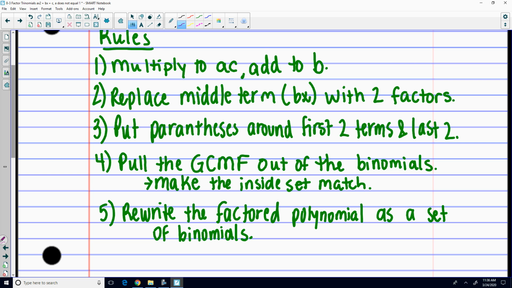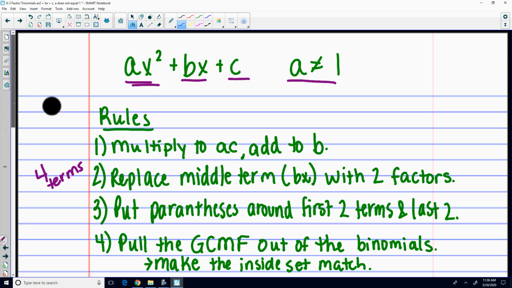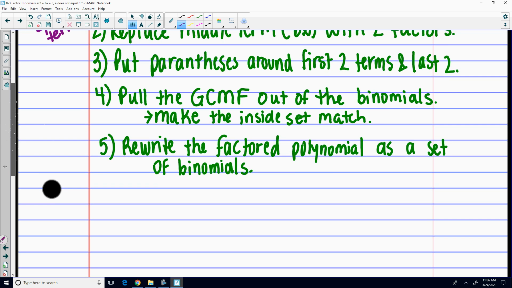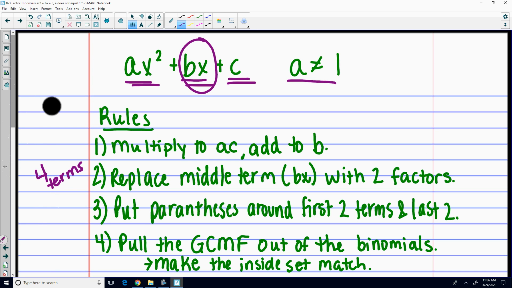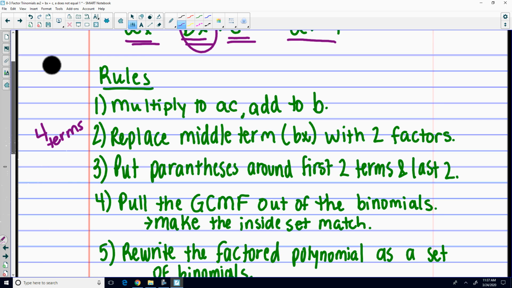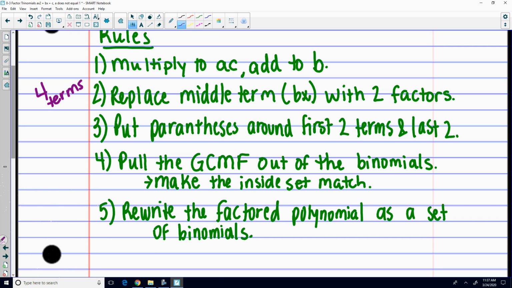Here's where it changes. I'm going to find those factors that multiply to ac and add to b. I'm still going to find those, but instead of just writing them in my binomials right away, I'm going to replace the middle term, where it's bx, with the 2 factors that I found. And I'm going to put parentheses around the first 2 terms and the last 2. So I'm going to group them, and I'm going to have 4 total terms. After step 2, I'm going to have 4 terms. I start with 3 up here, 1, 2, 3, but I'm actually going to end up with 4, because I'm going to replace this middle term with the 2 factors that I found. I'm going to put parentheses around them to make a first binomial and a second binomial.